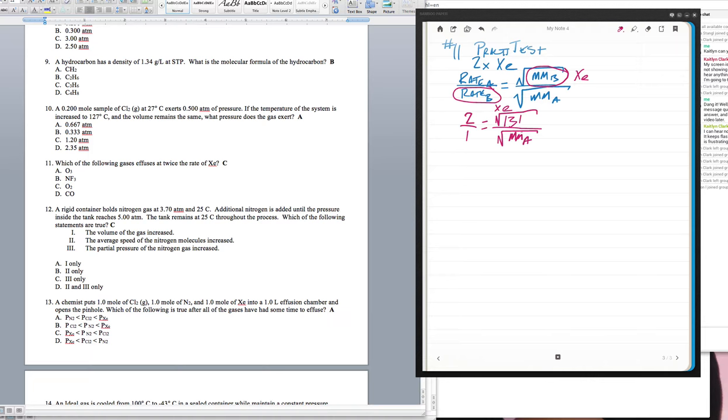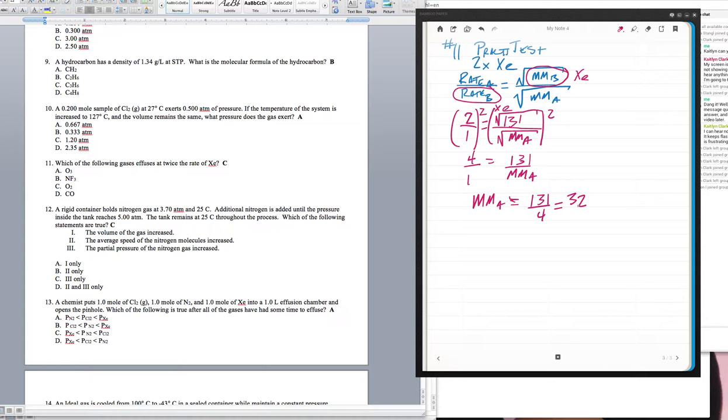So basically this is what we're trying to do. We're trying to find the molar mass of A. So I would square both sides. So I end up with 4/1 is equal to 131 over the molar mass of A. So I do a cross multiplication and I get molar mass of A is equal to 131 divided by 4. So 4 goes into that at least 30 times, right? Something like 32 times or 33 times.